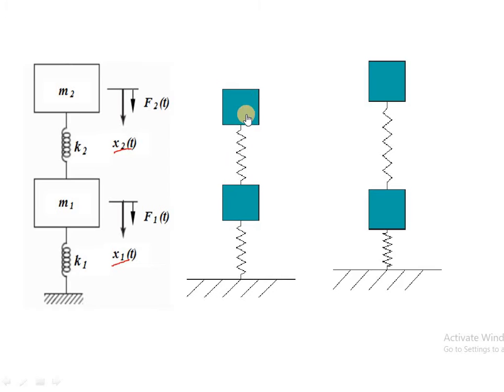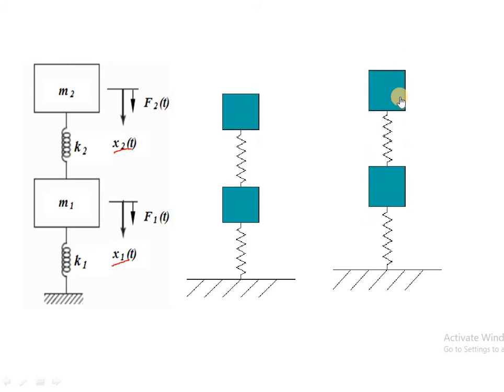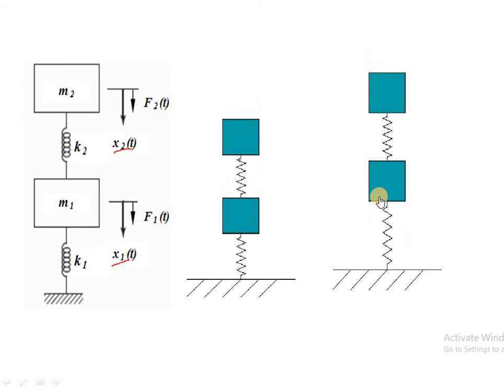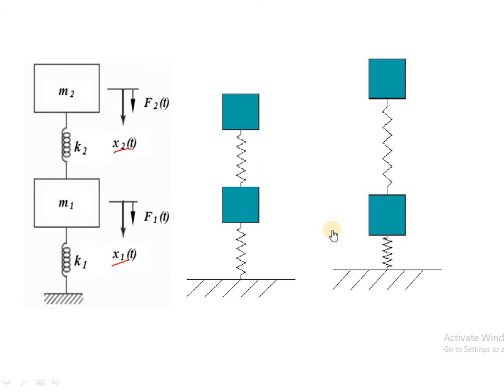When the initial excitation is given to this system, the system will vibrate with one of these natural frequencies. In another case, the body vibrates at the second natural frequency. So you can say that a 2 degree of freedom system has two natural frequencies, and these two natural frequencies give you different modes of vibration. This is the first mode in which the bodies are moving in the same direction, whereas this is the second mode where the bodies are moving in the opposite direction.